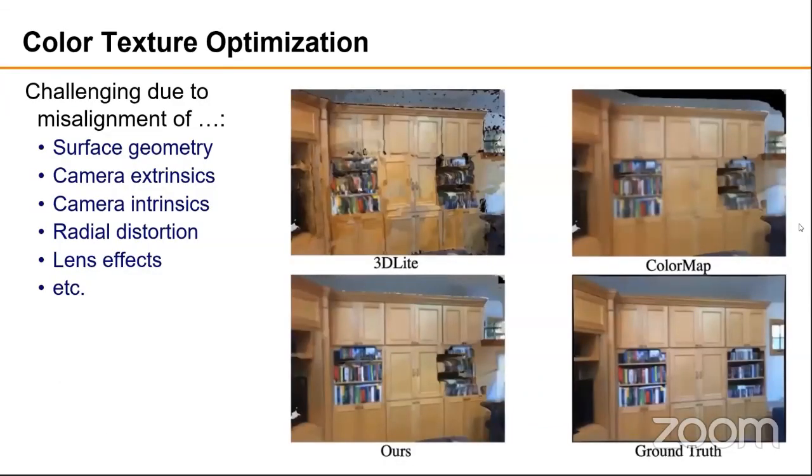Though you might think this problem is easy, simply projecting the colored images from the RGBD onto the surface doesn't work. The problem's quite hard, actually, due to the misalignments between surfaces and pixels from different cameras. Due to those misalignments, reconstructed textures often have blurring, seams, or ghosting artifacts, like the one shown in the top row.